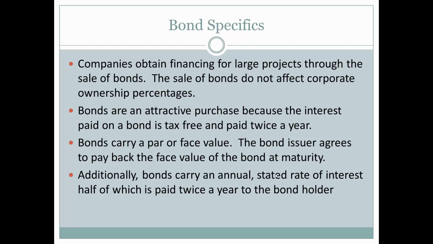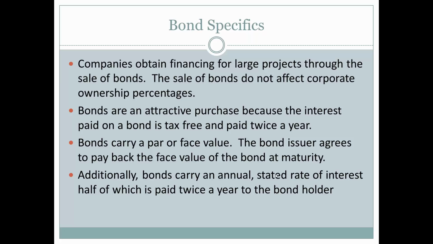Bonds are an attractive purchase because the interest paid on a bond is tax-free and it will be paid twice a year. Bonds carry a par or face value. The bond issuer agrees to pay back the face value of the bond at maturity. Bonds payable will always be in the general ledger at the face value of the bond. That's what's contractually agreed to be paid back at maturity.